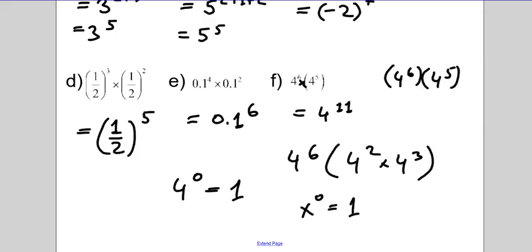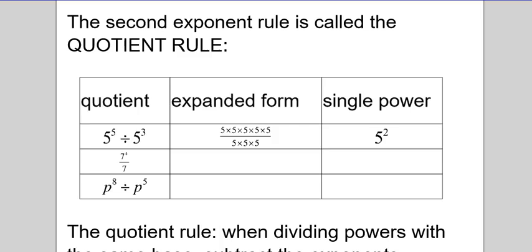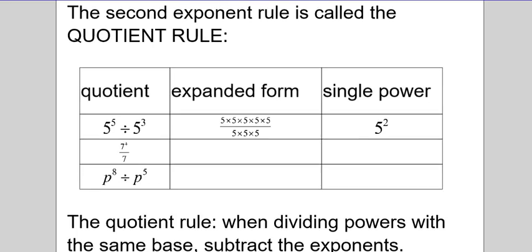All right, any questions about this product rule? No, pretty straightforward. The quotient rule is the next one. The quotient rule is about division. We have powers divided by powers. In this case, we have 5 to the power of 5 divided by 5 to the power of 3. We're going to do the expanded form again.